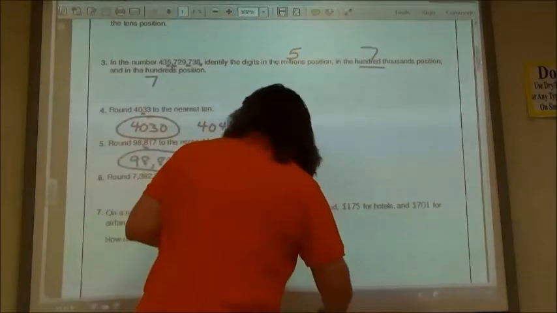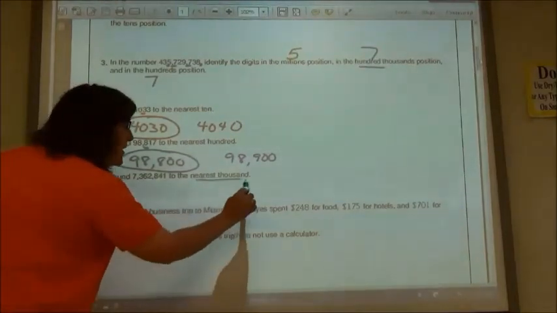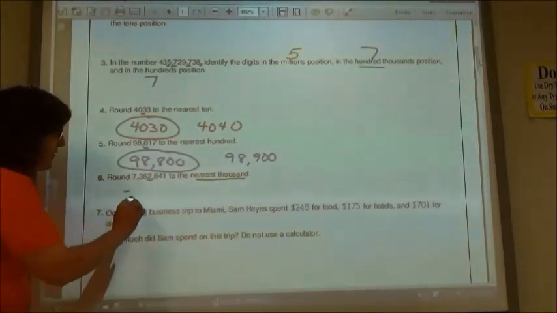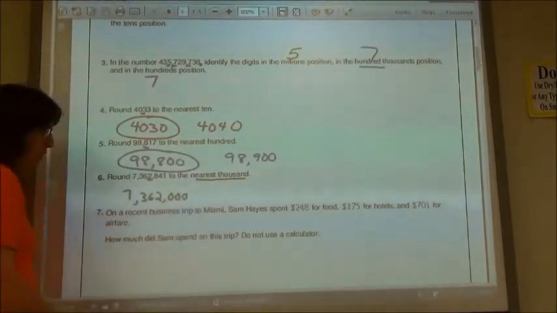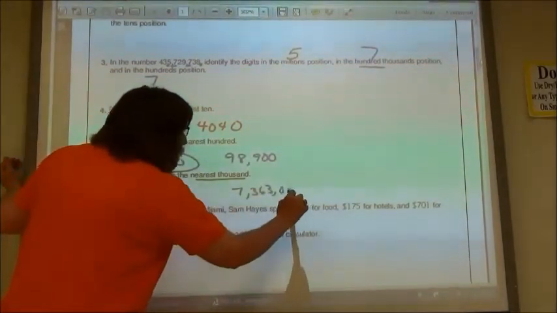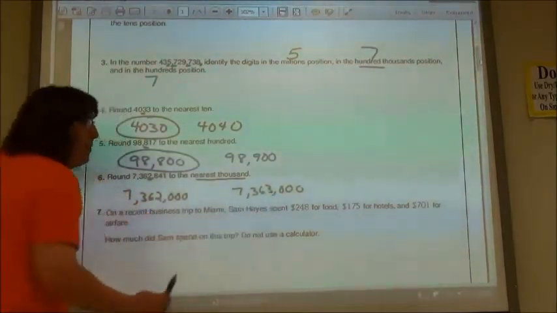Number 6, if we look at that one, 7,362,841 to the nearest 1,000. So the number in the thousands position is the 2. So do I leave it 7,362,000 or do I round it up to 7,363,000? Notice the 2 is in the thousands position. I rounded it up by 1.